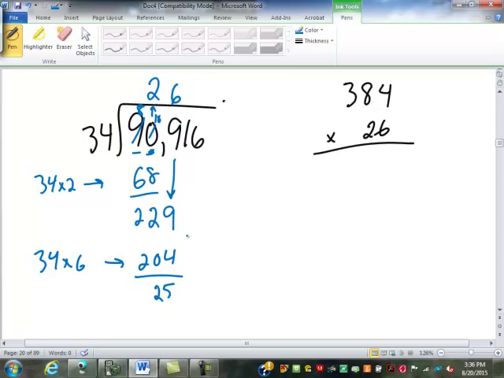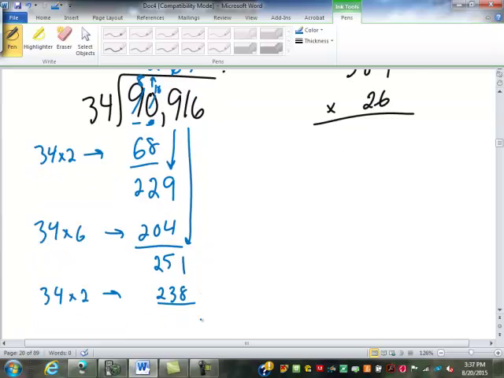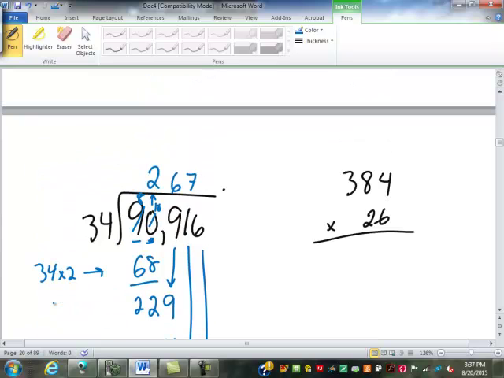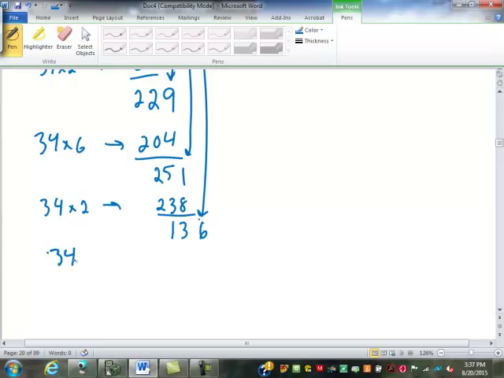So then you bring down your 1. Then you figure out how many times 34 will go into 251. 7 times, which is 238. So 34 times 7 is 238. That leaves a remainder of 13, and we bring down the 6. Then 34 into 136 goes 4 times, which is exactly 136. So then it's 0. We put the 4 above the 6 because that's the last digit we used. 34 times 4 is 136, so we're done.